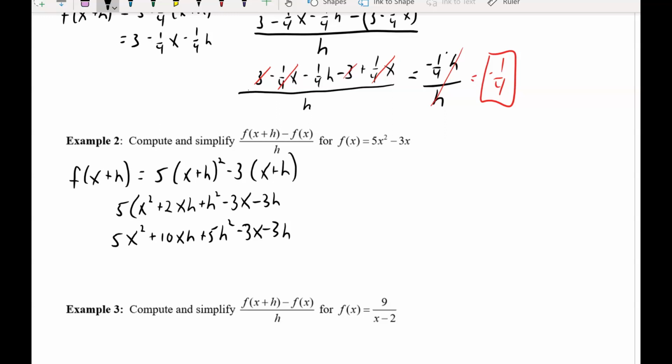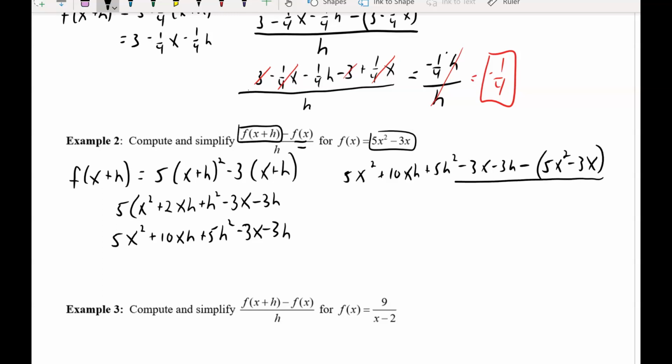It's already a long problem, but we're not done. Okay, we found this, but now we have to put it all together into a difference quotient. So we're going to put what we just found in the numerator. So we have 5x squared plus 10xh plus 5h squared minus 3x minus 3h. And we're going to subtract now f of x. So we're going to subtract f of x, which is this thing right here, 5x squared minus 3x. And it all goes over h. And remember, in the end, we want that h to cancel.